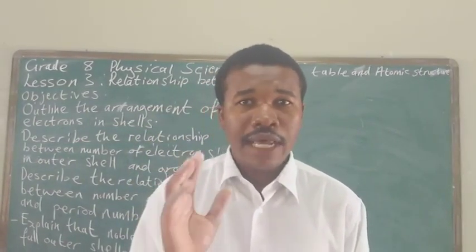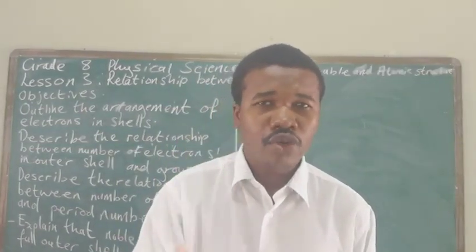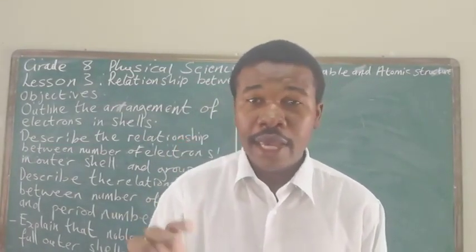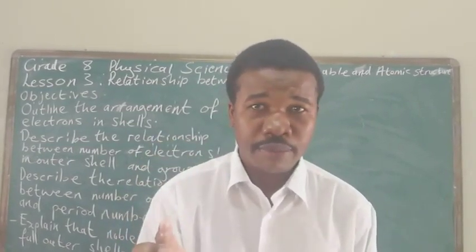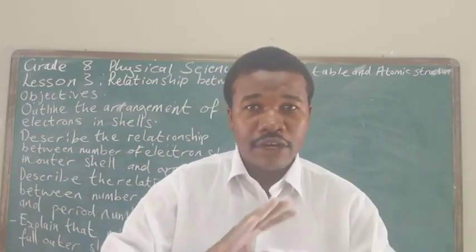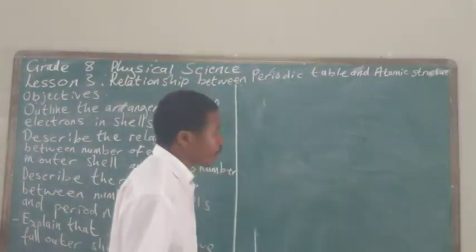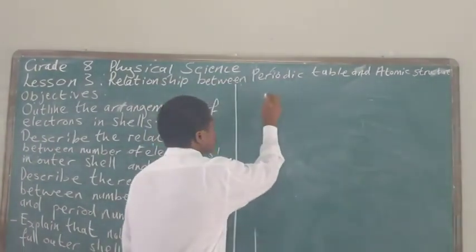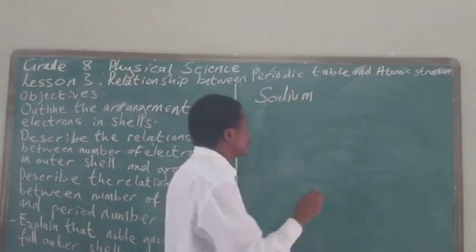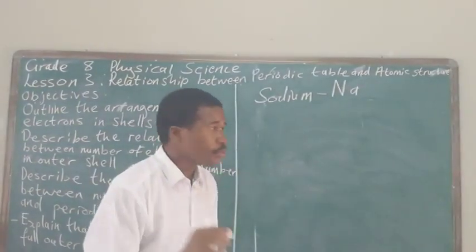Okay? So let me take an element. Which element should we take? I will take the element sodium. It's a common element and it's a popular element. I will take an atom of sodium, and we will use that one to show what the electronic configuration in sodium looks like. If we look at our periodic table, what is the symbol for sodium? Its symbol is Na.